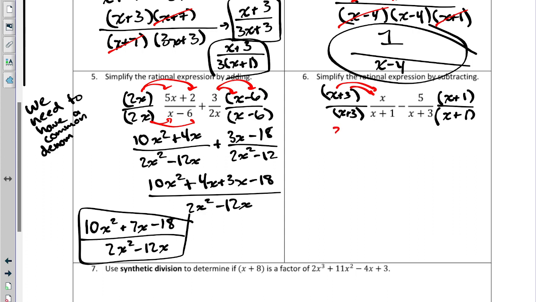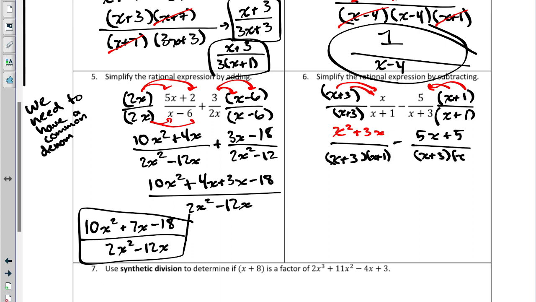That's going to give me x squared plus 3x, and then I'm going to subtract 5x plus 5. That's what happens when I do this times this, okay? And that's going to be over x plus 3 times x plus 1, and x plus 3 times x plus 1. I'm going to leave it like that just in case something weird happens. We'll see, though, all right?